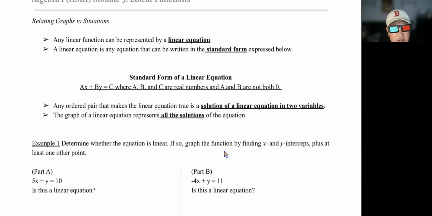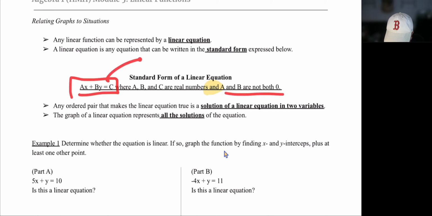Any linear function can be represented by a linear equation. The linear equation is any equation that can be written in a standard form, as expressed below: ax + by = c, where a, b, and c are real numbers. The keyword here is what? a and b are not both zeros. This form right here is known as the standard form.